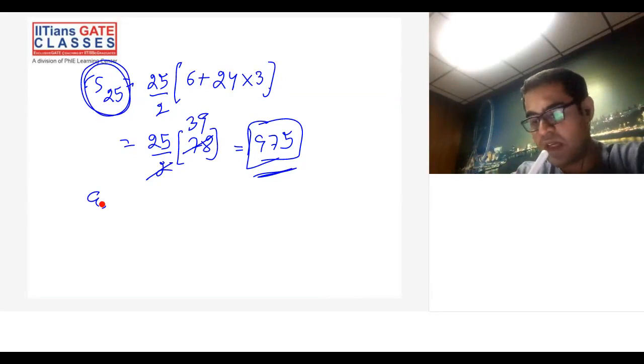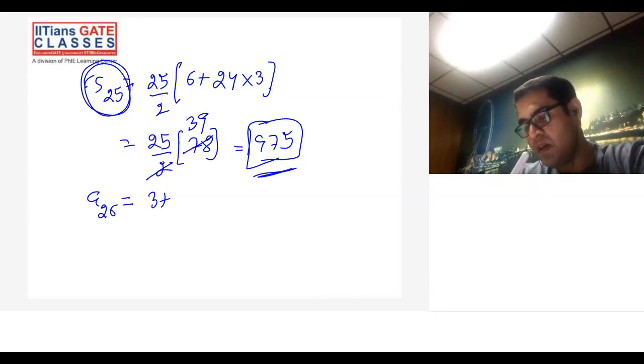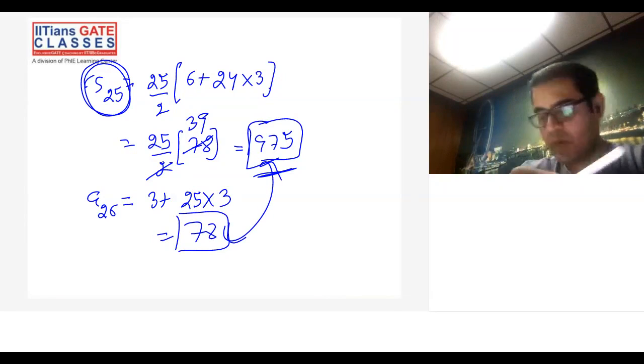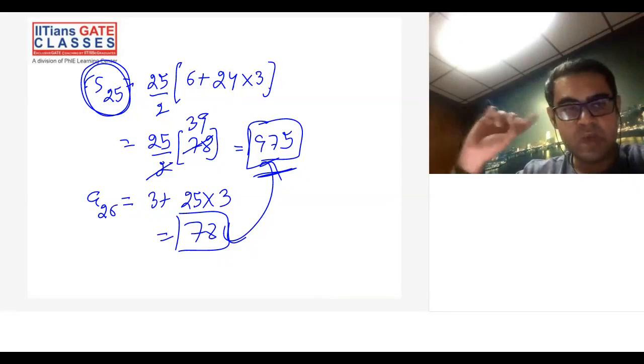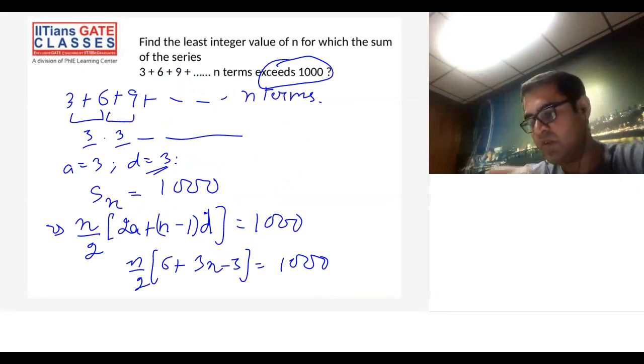So if you just calculate the 26th term, that is what? 3 into 26 minus 1, 25 into d, which is 3. So 78. So if you add 78 to this, this will be more than 1000. So the sum of the first 25 terms is 975, the 26th term is 78, so the sum is more than 1000.